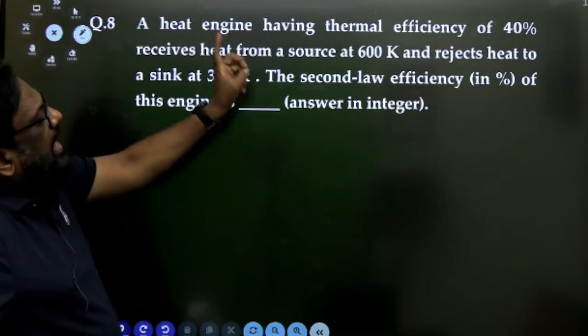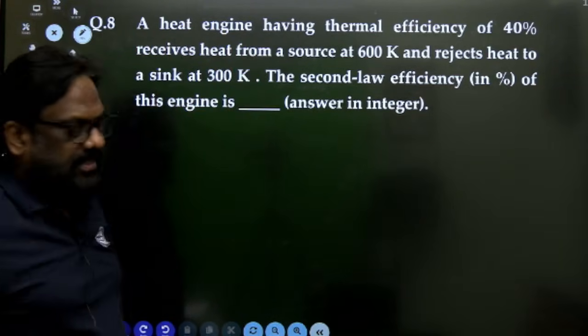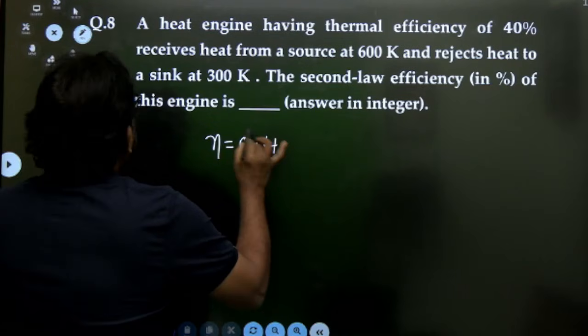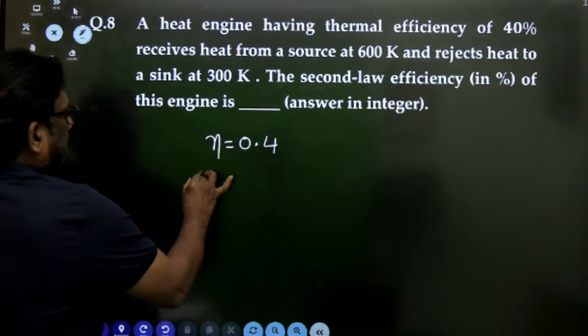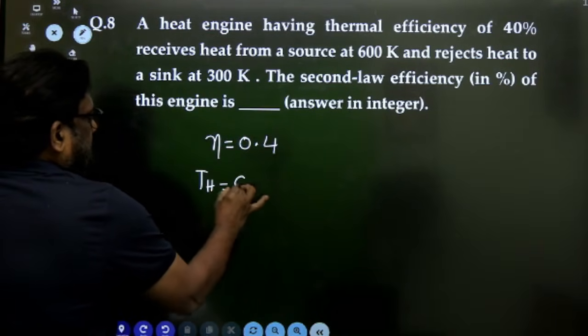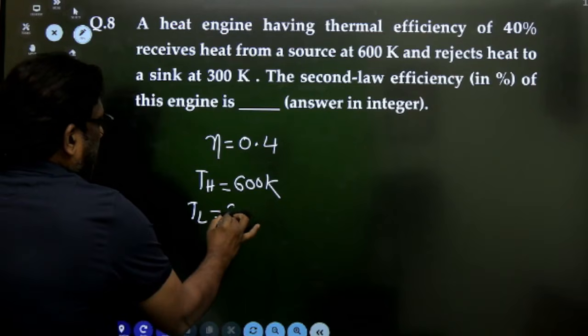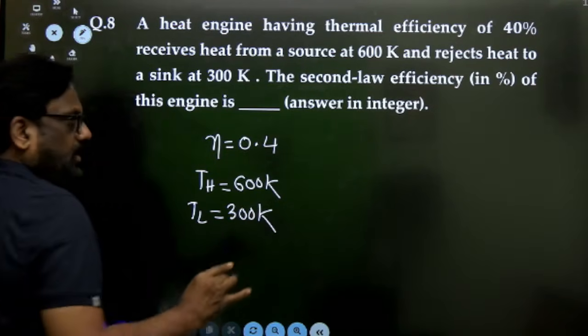A heat engine having a thermal efficiency of 40%, so the efficiency of the engine is 0.4, receives heat from a source at a higher temperature of 600 Kelvin and rejects heat to a sink at a lower temperature of 300 Kelvin. What is the second law efficiency?